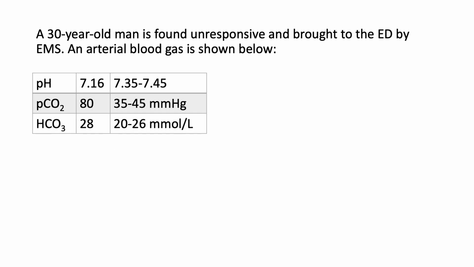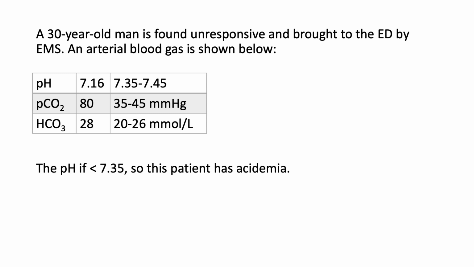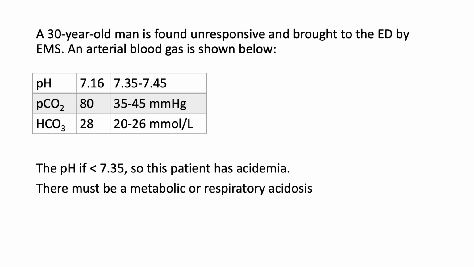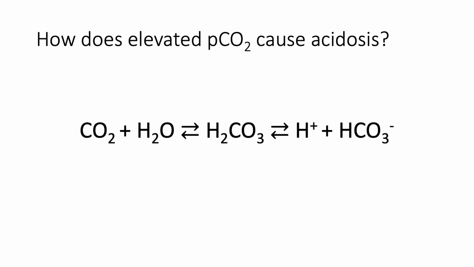All right, so back to this case then. The first step is to look at the pH, and our patient's pH is less than 7.35, so he has acidemia. So then the next step is to look for a metabolic or respiratory process. So we look at the PCO2, and it is elevated, and so the question is, does that explain the pH? Can an elevated PCO2 cause an acidemia? And yes, it can.